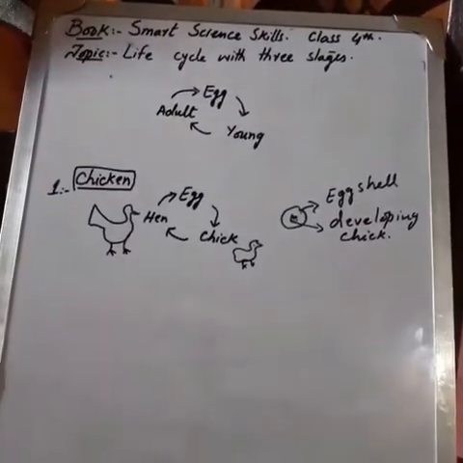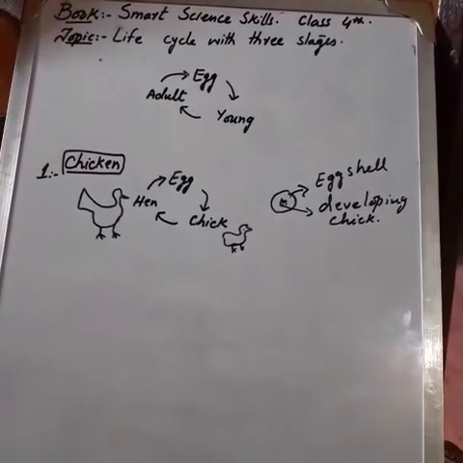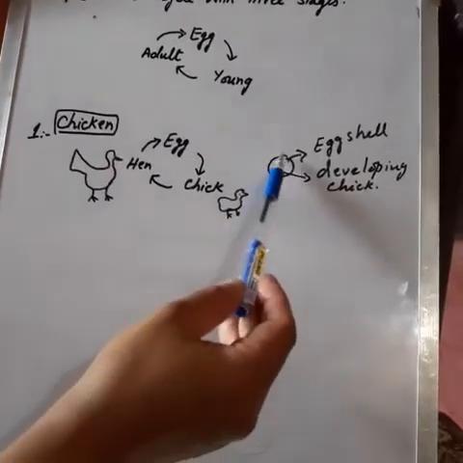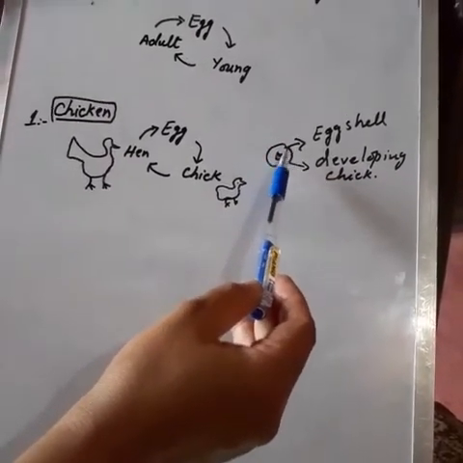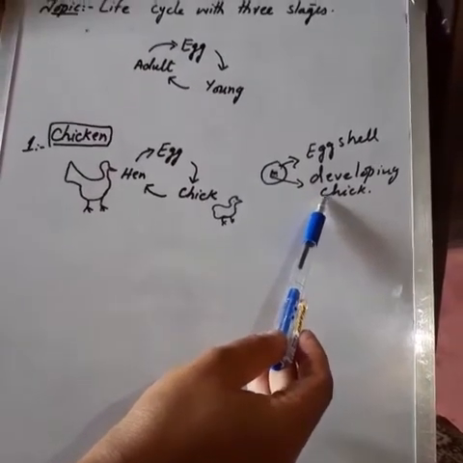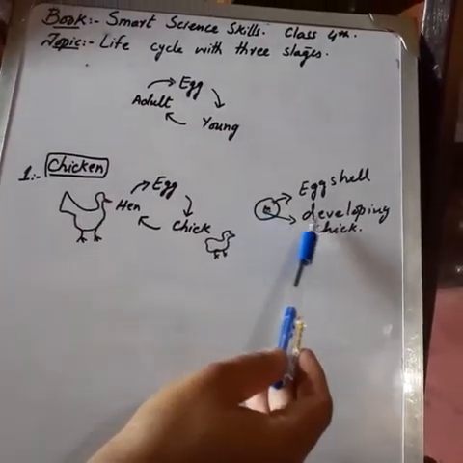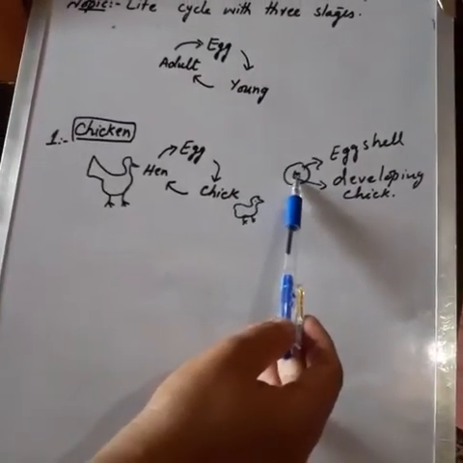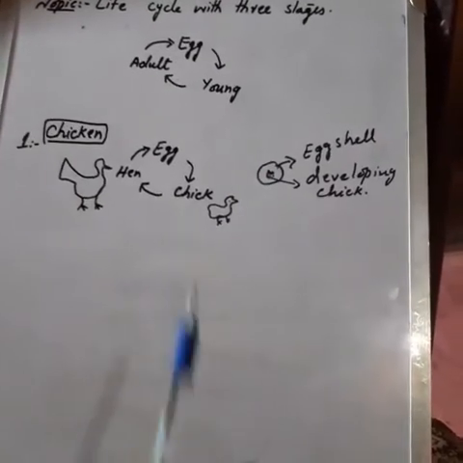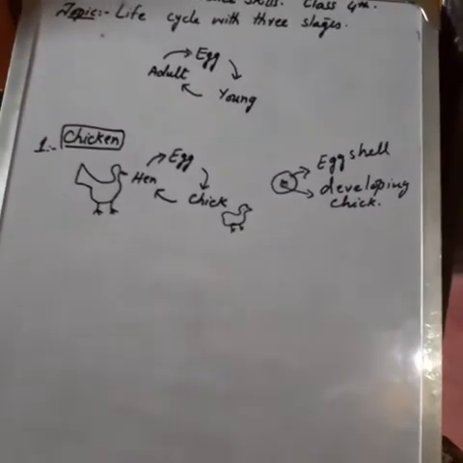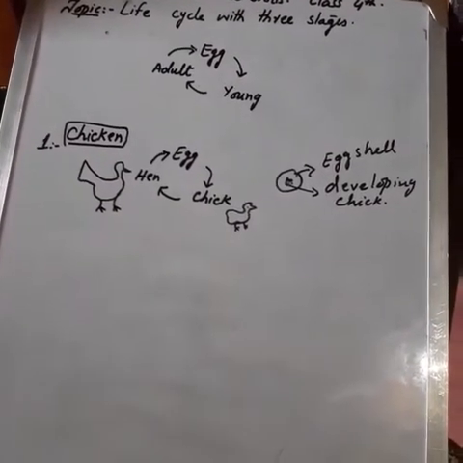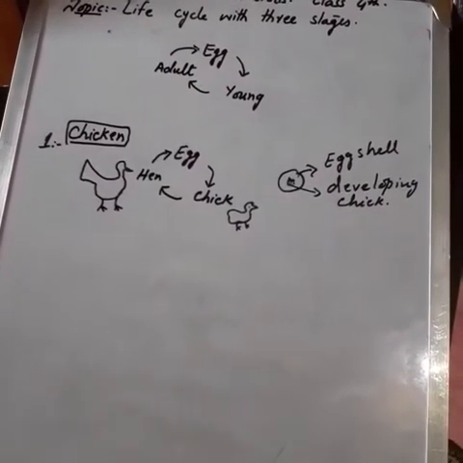During the egg stage, the chick develops inside the egg. The eggshell protects the chick inside it, and the yolk provides food to this developing chick. Eggshell protects the developing chick, and yolk inside the egg provides food to this chick. After 3 weeks, chick hatches, and the chick looks like its parents.